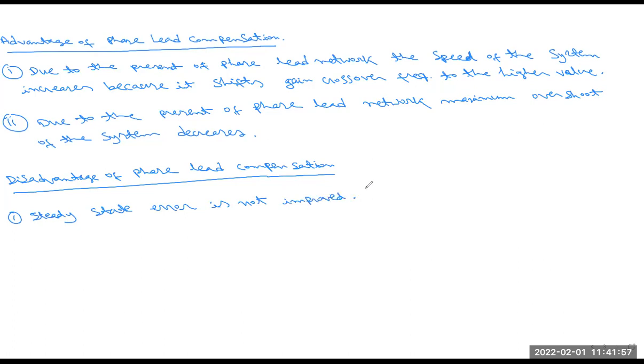Okay, so this is basically one important disadvantage of this phase lead network compensation circuit. It does not improve any steady state error that is present in our control system. So that's why more or less we have to use the phase lead network circuit in our control system also.